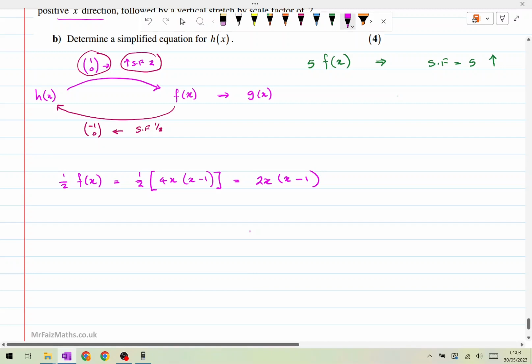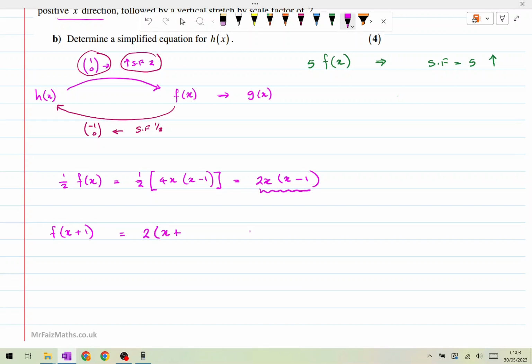We then want to translate this 1 unit to the left. The thing that translates 1 unit to the left is x plus 1. So we want to replace all of our x terms on here by x plus 1. So this will be 2 times (x + 1) times, if I replace that x by x plus 1, so that becomes (x + 1), and then we have another minus 1. So these two will just cancel out. So this gives us 2 times (x + 1) times x, and that can be written as 2x(x + 1). You can expand the brackets if you want to, but this factorized form is fine.